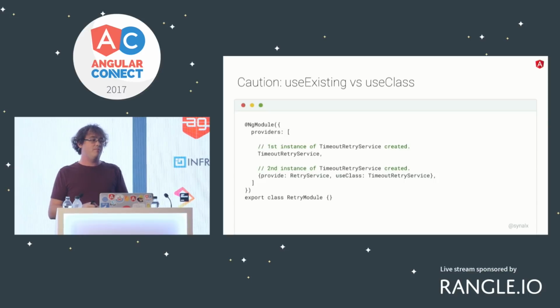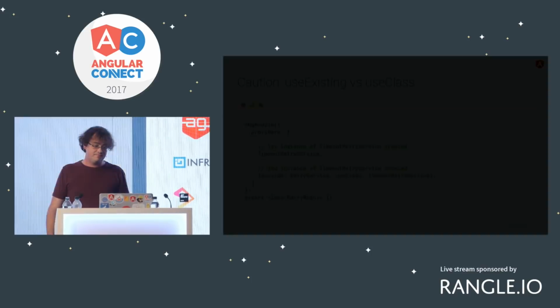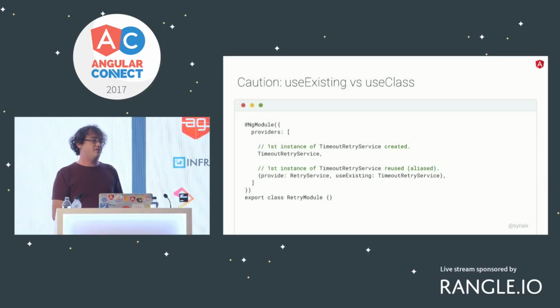And that can be a problem because depending on which token you use to inject it, you get different instances of the same service. And if the service happens to be stateful, right, you can have different versions of it in your application in different places, and they don't work together. Right? And you can have really subtle bugs in applications happen this way. I've seen it. And useExisting does not have this problem because it's an alias.